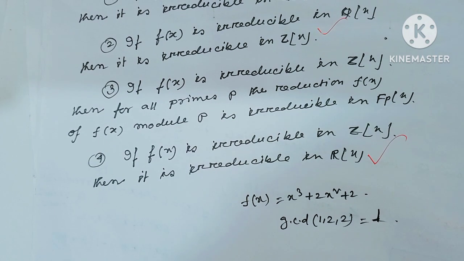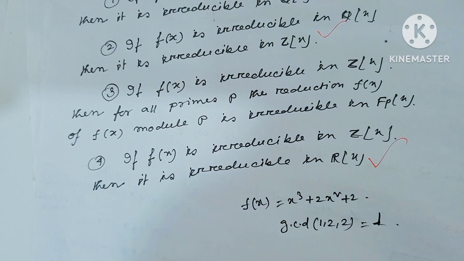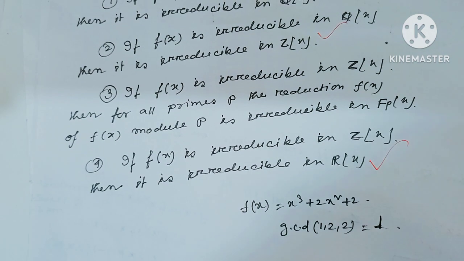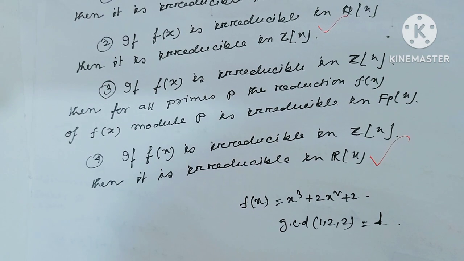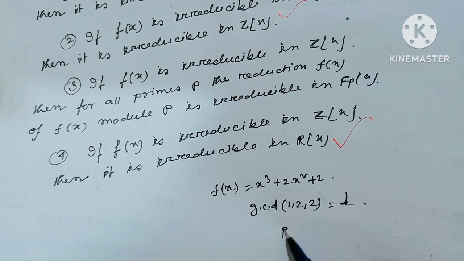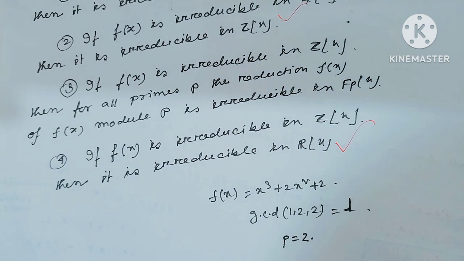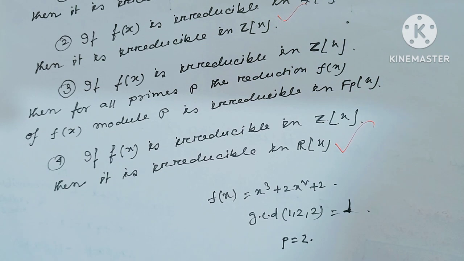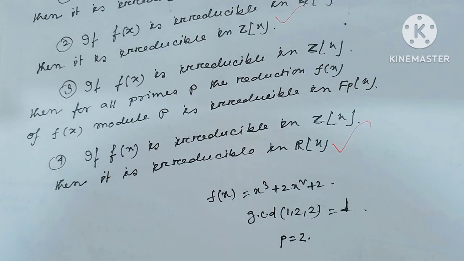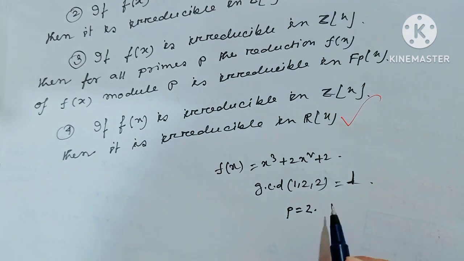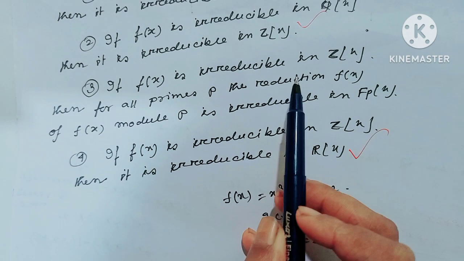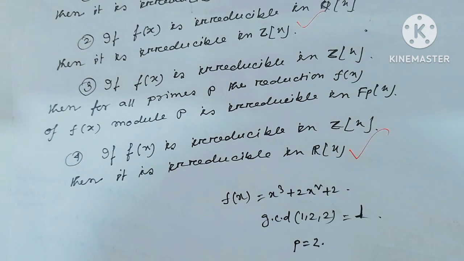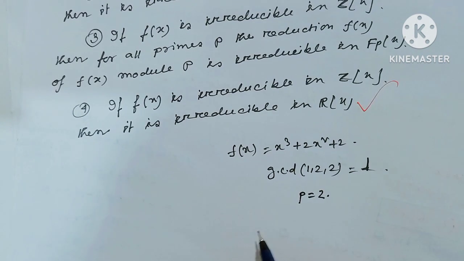So, by Gauss lemma we can tell if f(x) is irreducible in Q, then, since the polynomial is primitive, that always implies f(x) is irreducible in Z[x]. And by Eisenstein criterion, for the prime p equal to 2, we can tell this polynomial is irreducible in Q, and since it is irreducible in Q, it is obviously irreducible in Z[x] also. And here the question: if f(x) is irreducible in Z[x], then for all primes p, the reduction of f(x) is irreducible in Fp[x]? Consider p equal to 2.